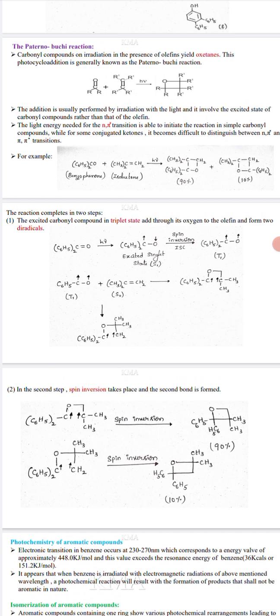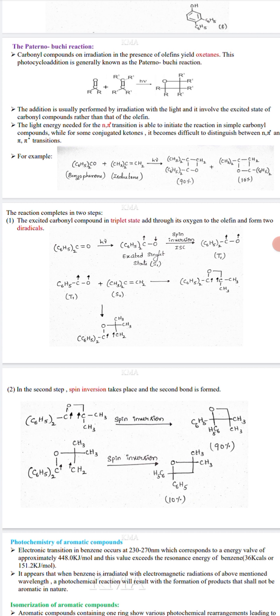So the reaction in this case of Paterno-Buchi happens between a ketone and an alkene, which react with each other in the presence of light and form an oxetane. So the addition is usually performed by irradiation with light, and it involves the excited state of carbonyl compounds rather than that of olefin. So the light energy needed for n to pi star transition is able to initiate the reaction in simple carbonyl compounds, while for some conjugated ketones it becomes difficult to distinguish between n pi star and pi pi star transitions.